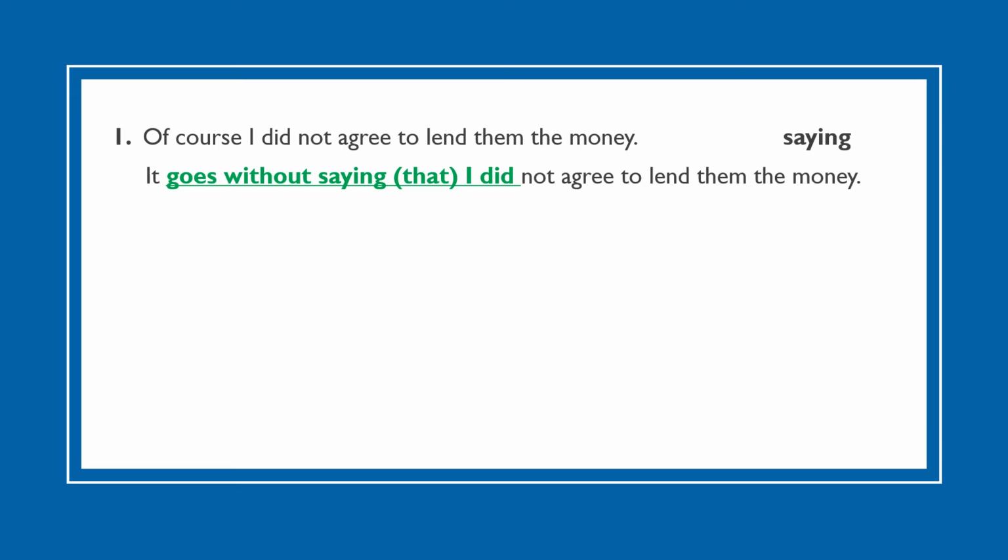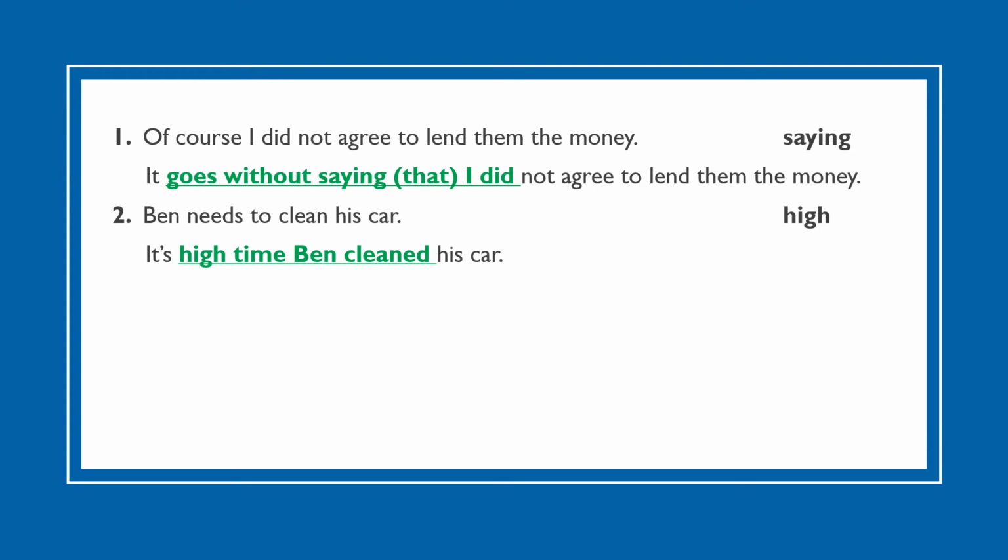Number 2. It's high time Ben cleaned his car. If it's high time you did something, it means that you really ought to have done it already. Notice that we use the past simple with this structure, even though we're actually talking about the present.